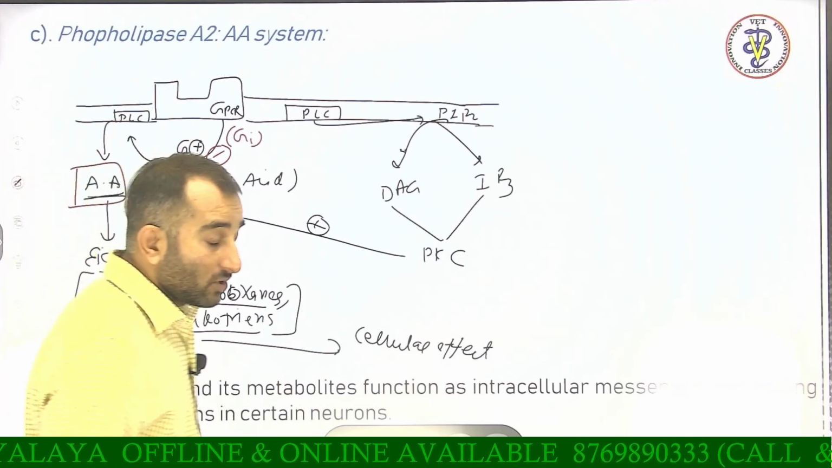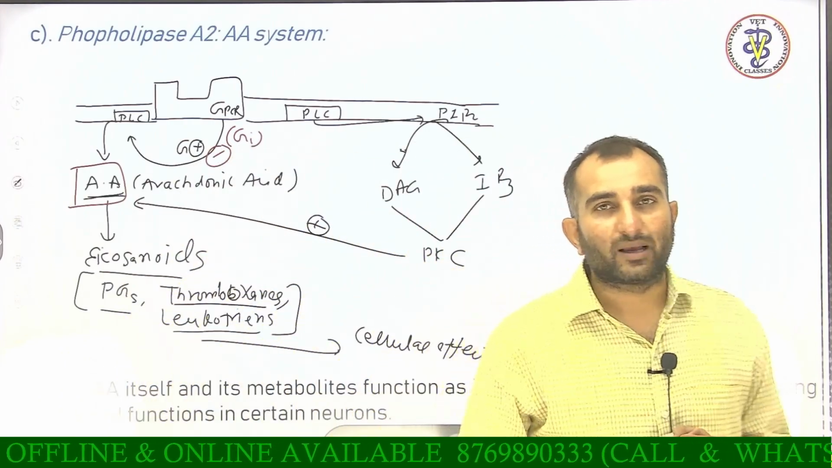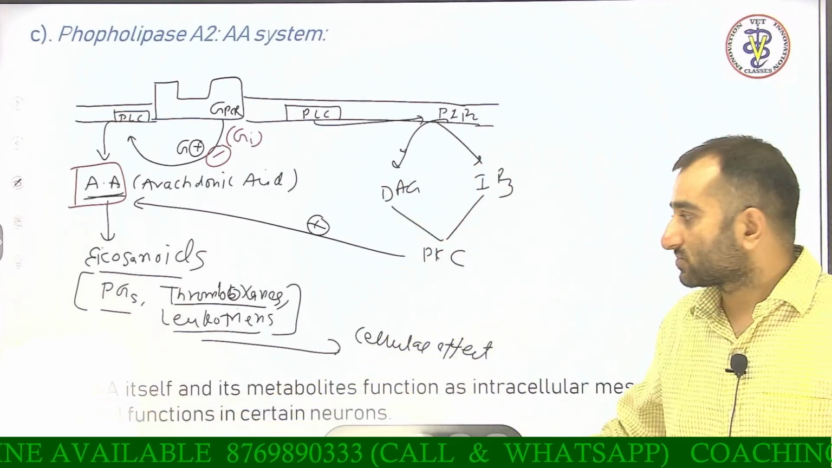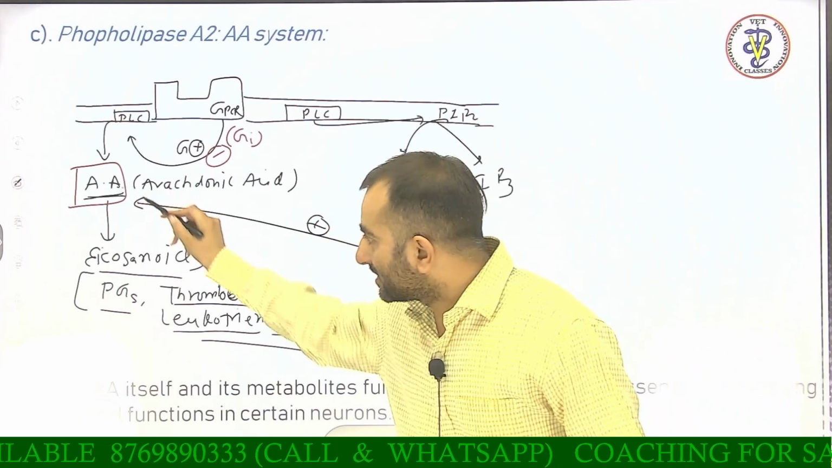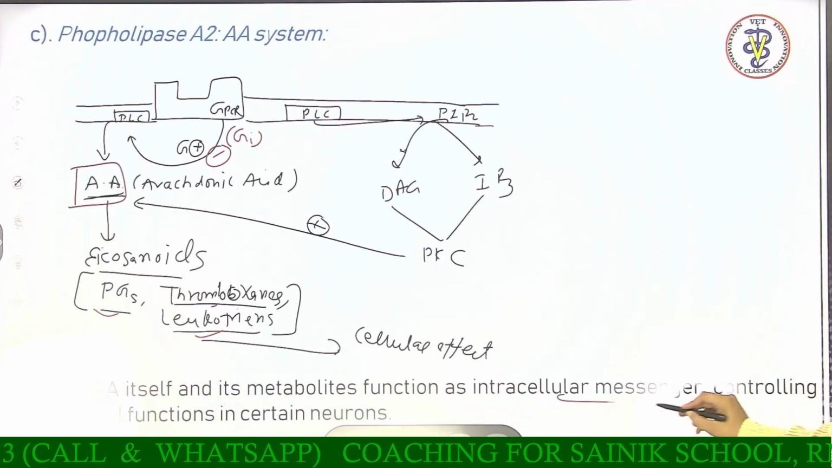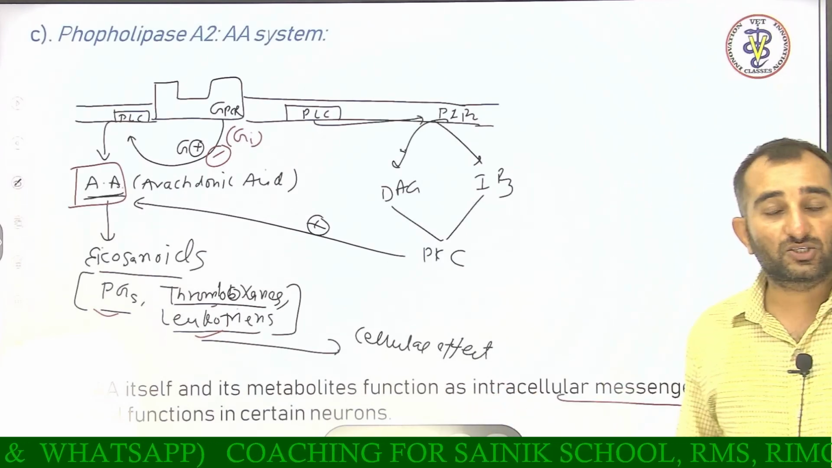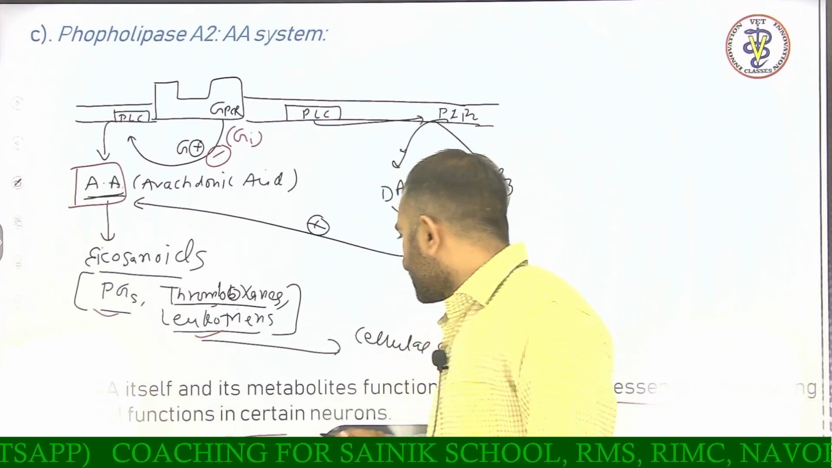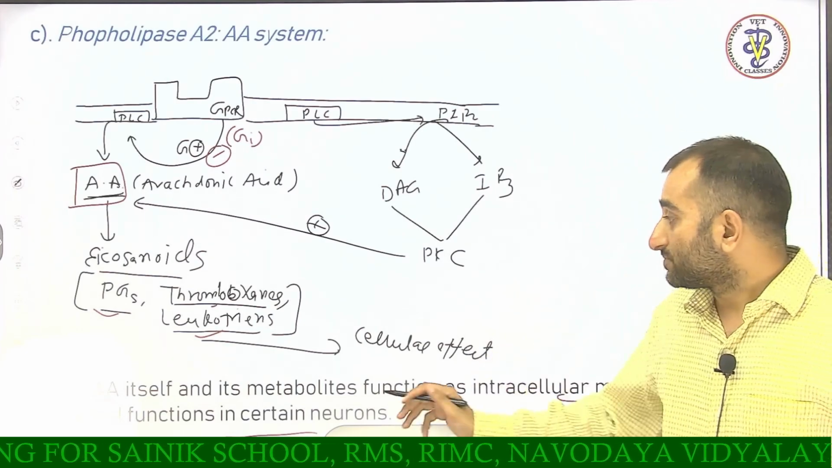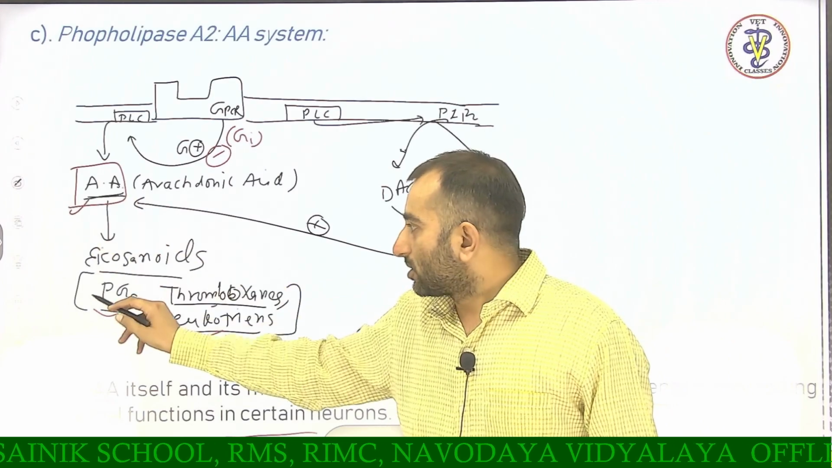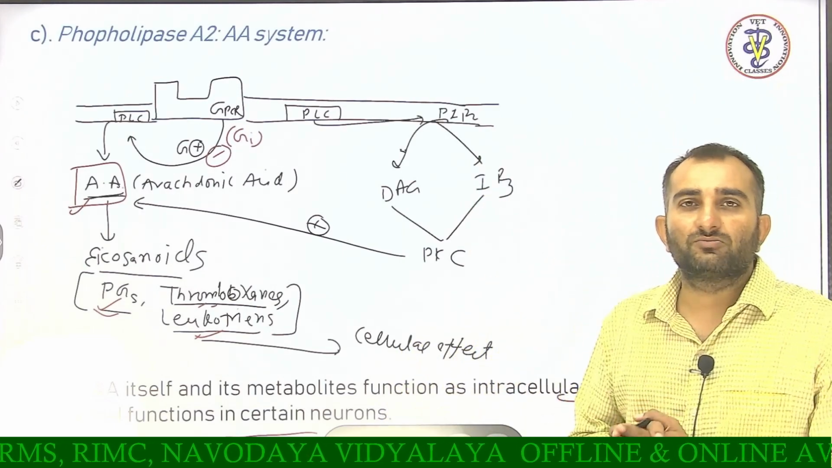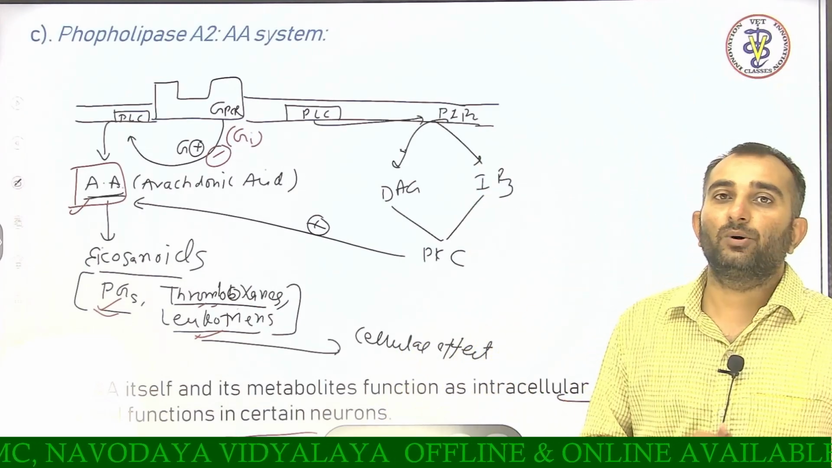And now if we talk about the cellular effects produced by this system, arachidonic acid itself and its metabolites like PG, leukotrienes and thromboxane function as an intracellular messenger for controlling potassium channels in certain types of neurons. Different types of neurons में ये potassium channels को operate करते हैं via arachidonic acid खुद भी करता है, और इसके जो producing metabolites हैं PG, thromboxane, leukotrienes, they all are working on the potassium channel and responsible for different types of cellular mechanisms.